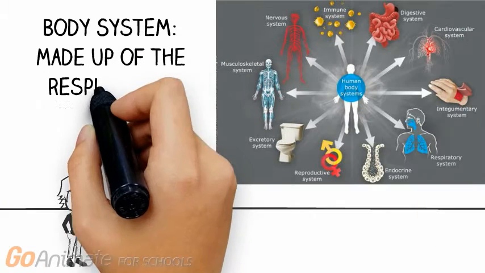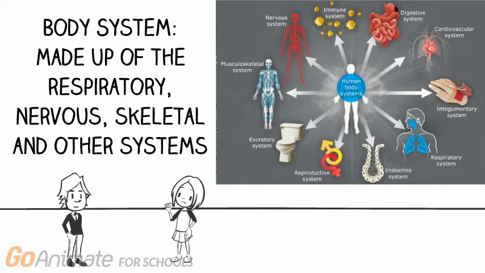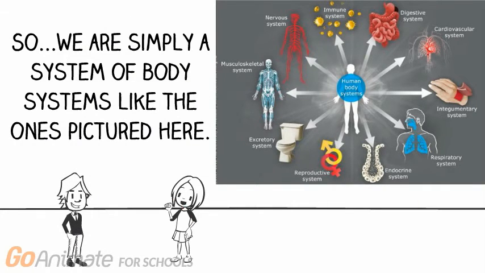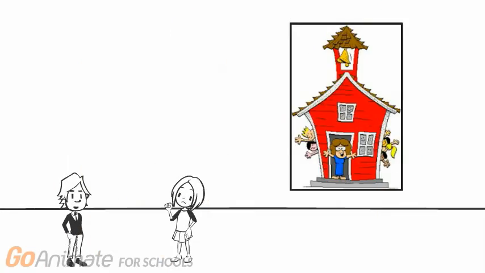But the respiratory system is a part of the body system. The body system is composed of the circulatory, nervous, and other systems you can see in the diagram. We are just a system of body systems like the ones pictured here. The human body is a system made of parts. We are part of the school system.